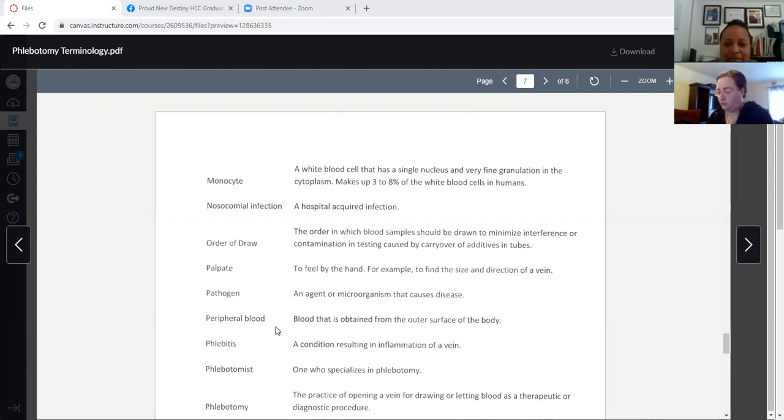Palpate. You want to highlight palpate. Palpate is to feel by hand, for example, to find the size and direction of the vein. So you want to highlight that one, because that is one of the things you'll be doing that's going to help you find veins. Palpate.